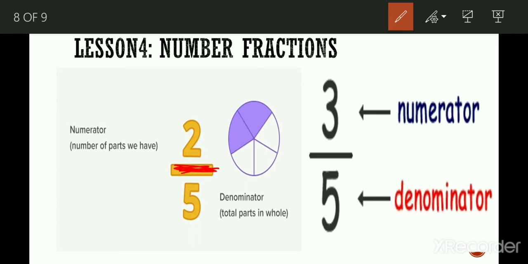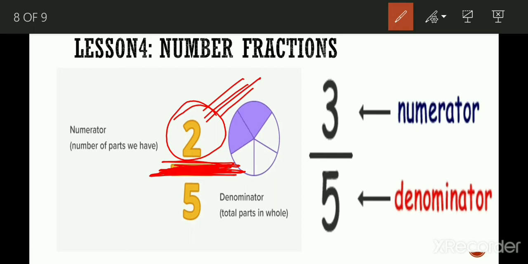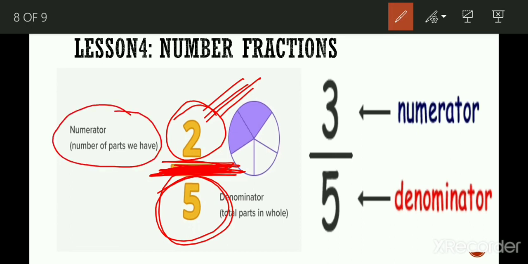So, the number above the line, focus on my words, kids. The number above the line is called numerator and the number below the line is called denominator. You want me to repeat? Here I go. Here is the horizontal line. The number above the horizontal line is 2. The number below the horizontal line is 5. So the number above the horizontal line is called numerator, right?